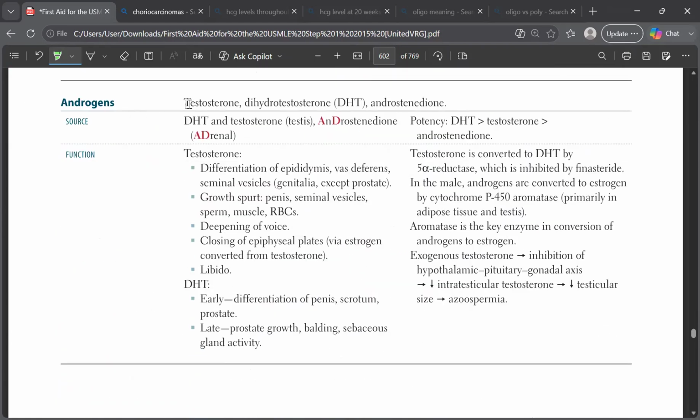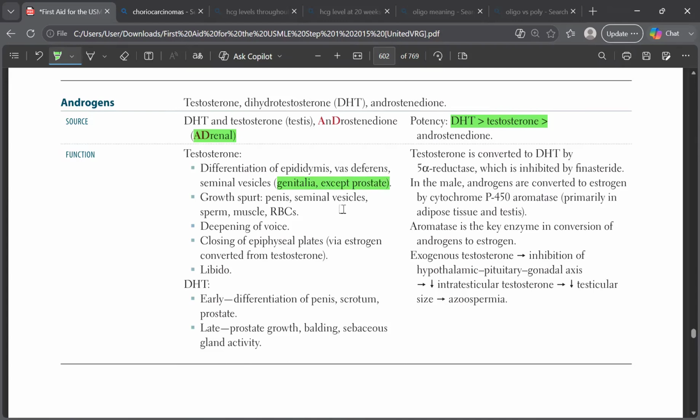Androgens are testosterone, dihydrotestosterone, and androstenedione. Their source is DHT and testosterone in the testis. Androstenedione is produced from the adrenal gland. So yeah, testosterone and DHT are formed in the testis and androstenedione in the adrenal. Potency is such that dihydrotestosterone DHT has greater potency than testosterone, and that has greater potency than androstenedione. Function is differentiation of epididymis, vas deferens, seminal vesicles, and genitalia, except the prostate.